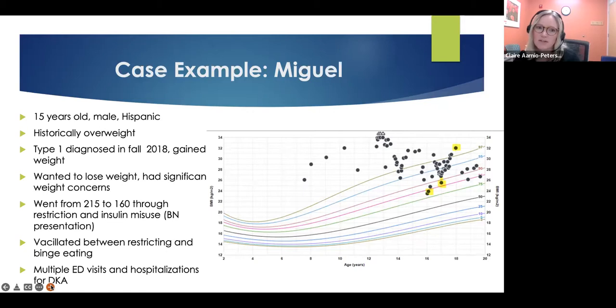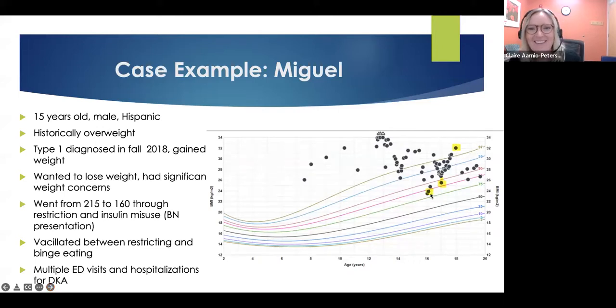This is a 15-year-old male case example. This is someone who historically was quite overweight, in the obese category. Type 1 diabetes was diagnosed. The lowest data point on this person's growth curve is when they were diagnosed with type 1.